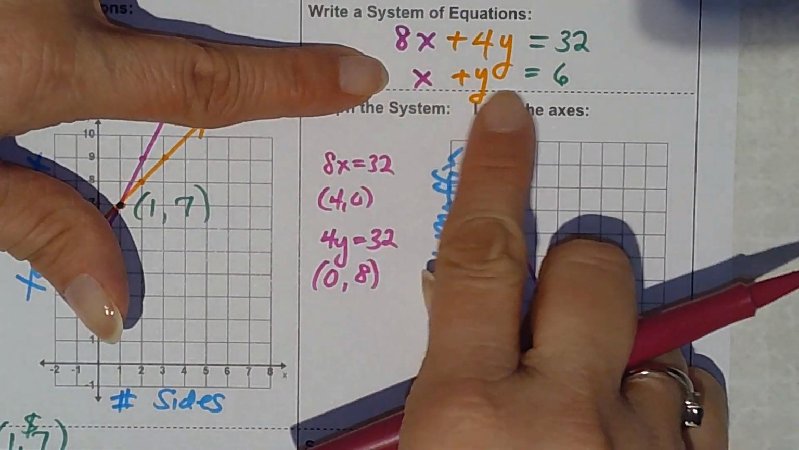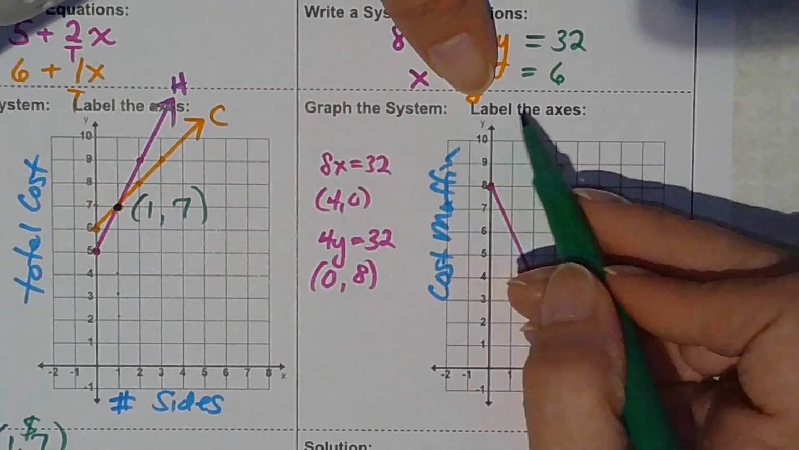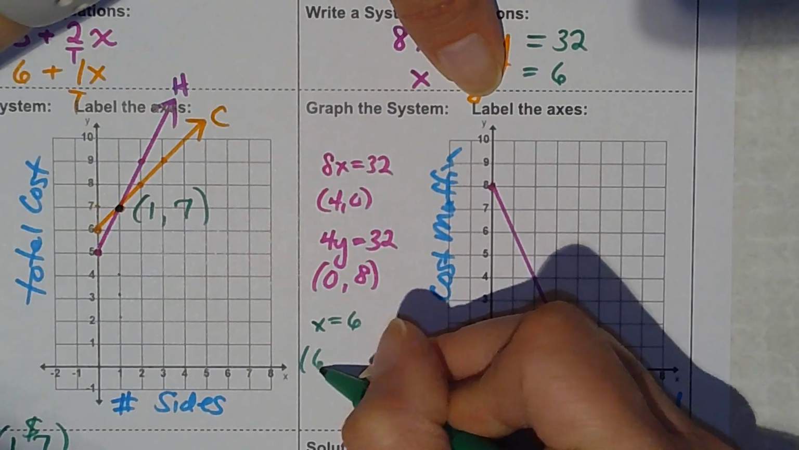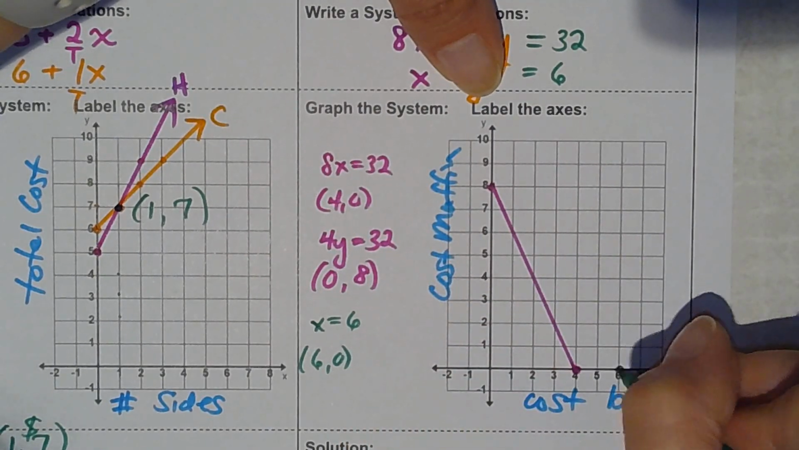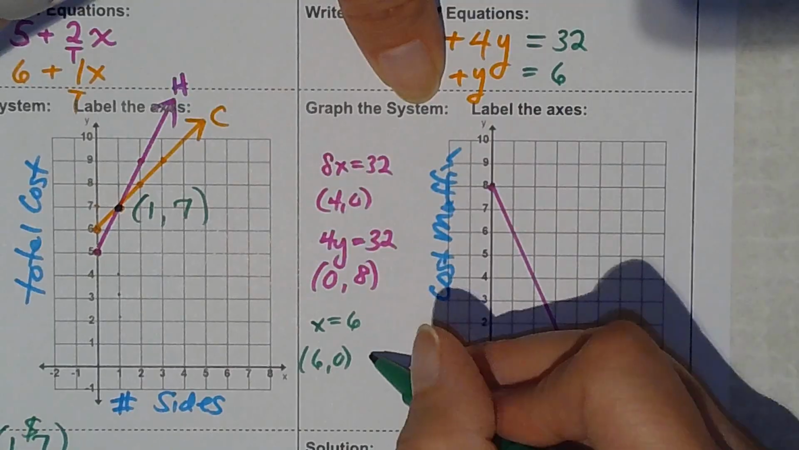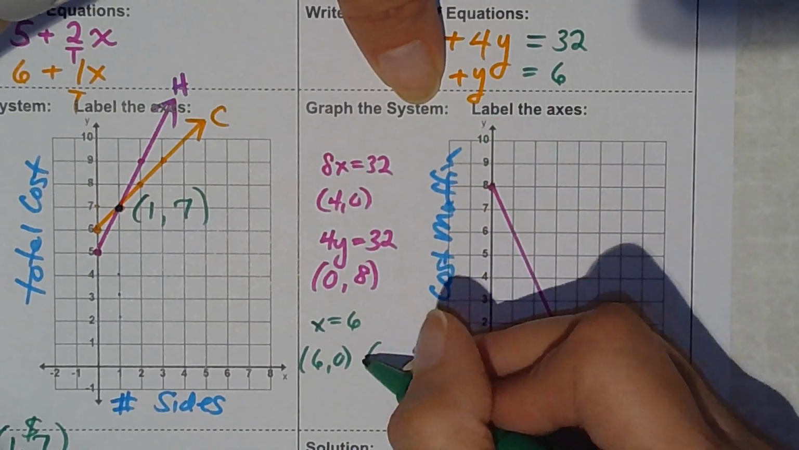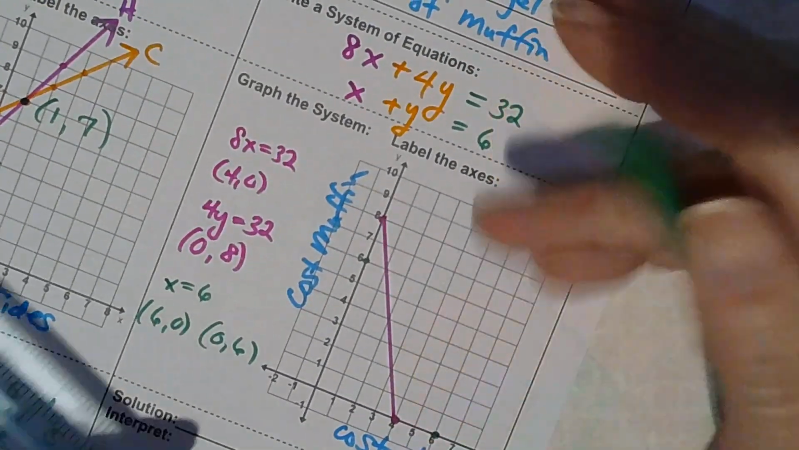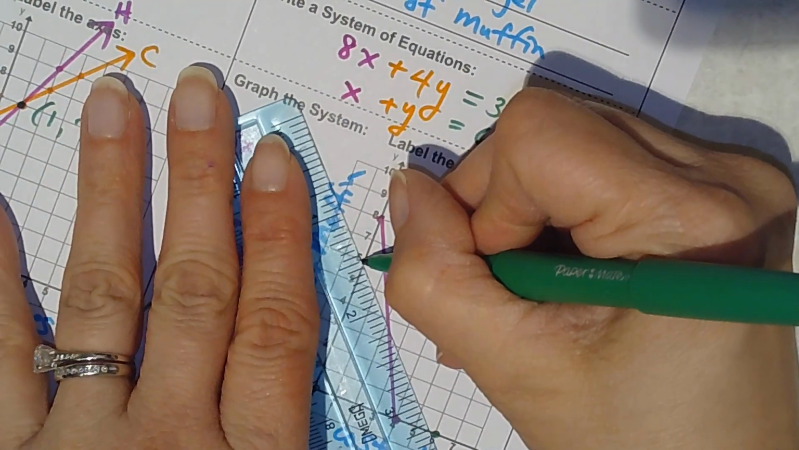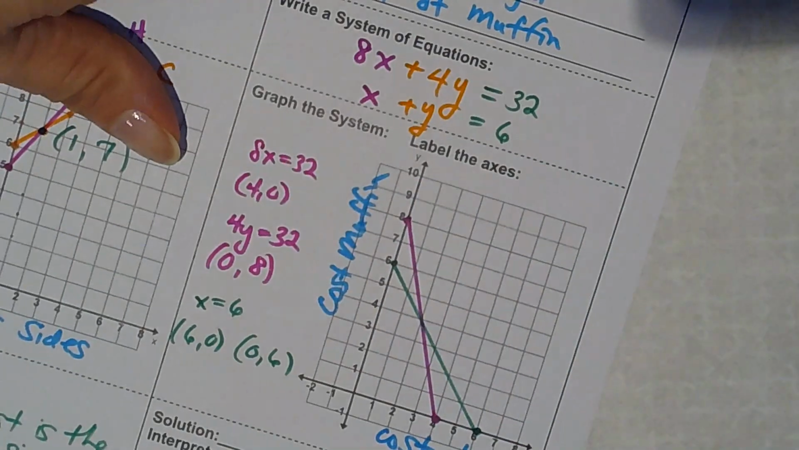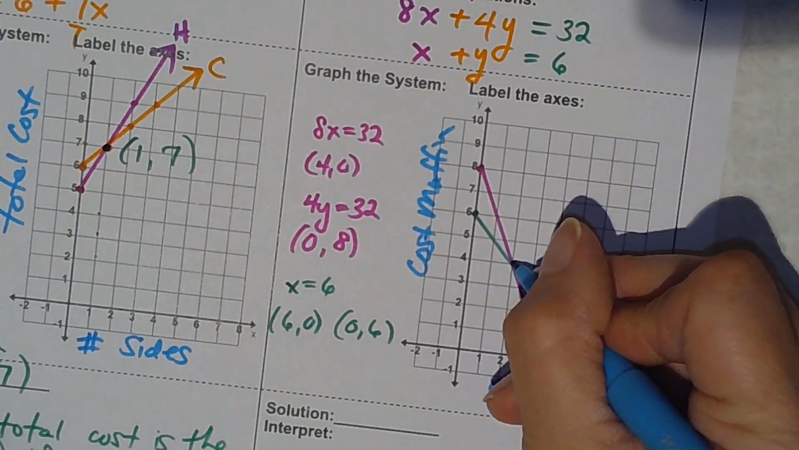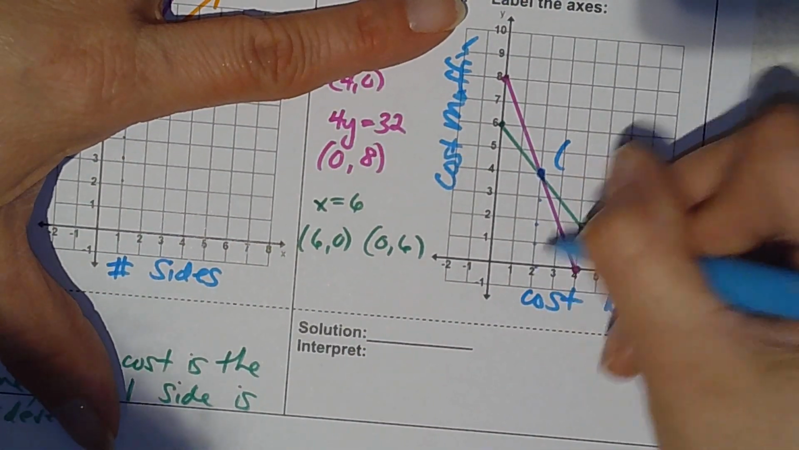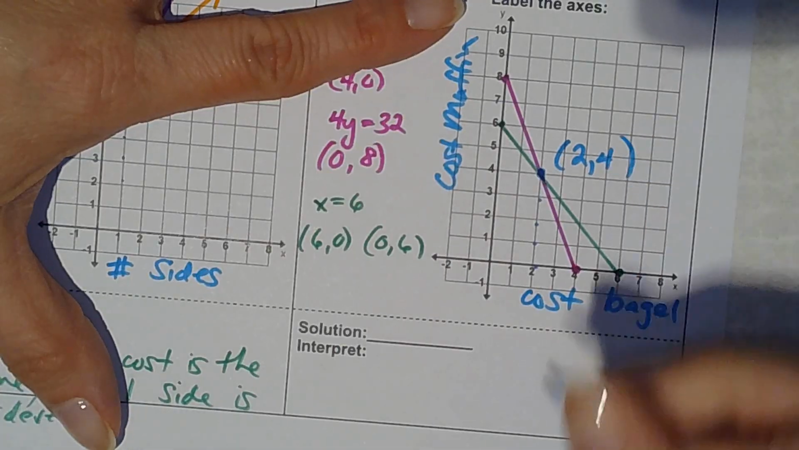And let's take a look at this second equation right here. Okay, when you cover up y, x equals 6, so that's very easily 6, 0. And when you cover x, what's the y-intercept? 0, 6. So let's use our ruler to make sure we can see where these two lines crisscross. Okay. And the intersection point is right there at the point 2, 4.